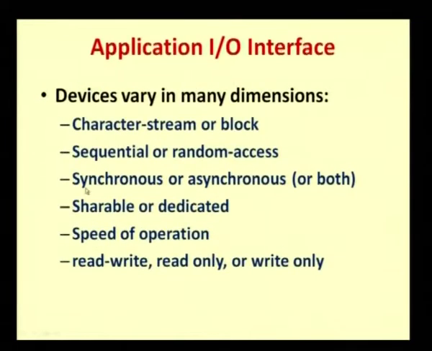And then the next is that devices vary in many dimensions. So, what are the dimensions in which devices vary? First, it varies based on block or character stream. Second, it varies based on the access methodology. The access methodology we have seen in much detail in one of our earlier lectures. We have two different accesses. One is sequential access, the other one is random access.